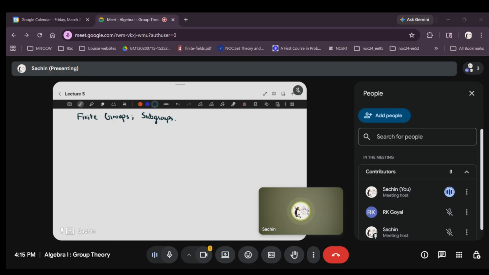First, to understand what is a finite group, we need some definitions. First definition is the order of a group. So the number of elements of a group.